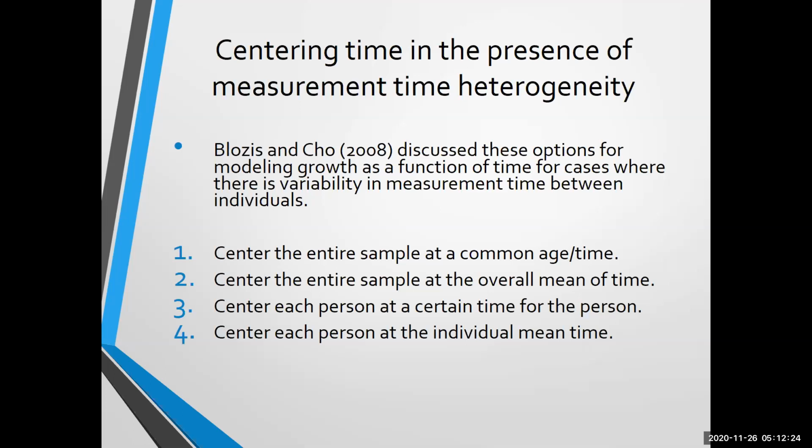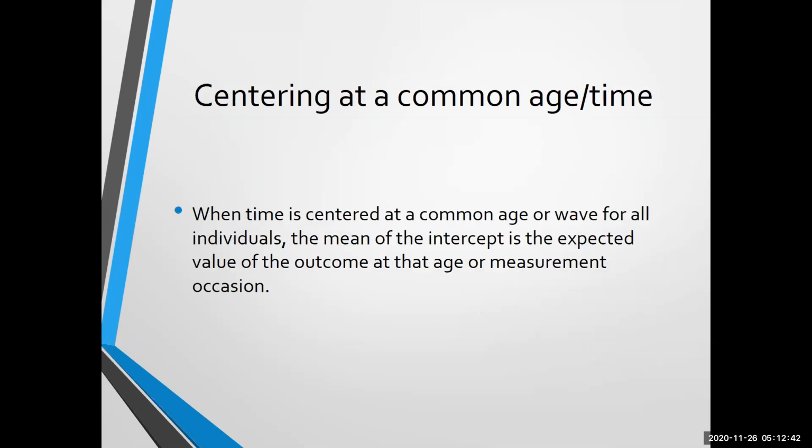Those options are: center the entire sample at a common age or time, center the entire sample at the overall mean of time, center each person at a certain time for that person, or center each person at the individual mean time. I will go through these and how the intercept varies.